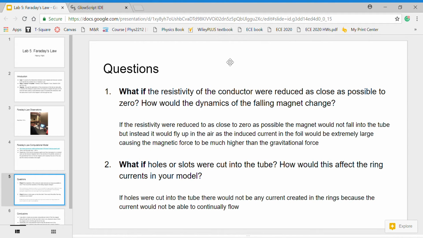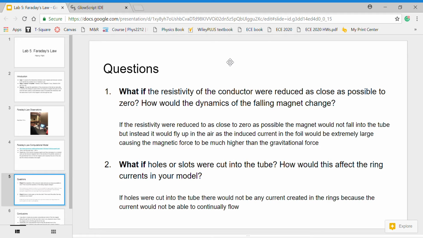So we were posed a few questions. What if the resistivity of the conductor were reduced as close as possible to 0? How would the dynamics of the falling magnet change? If the resistivity were reduced to as close to 0 as possible, the magnet would not fall into the tube, but instead it would fly up in the air as the induced current in the foil would be extremely large, causing the magnetic force to be much higher than the gravitational force.